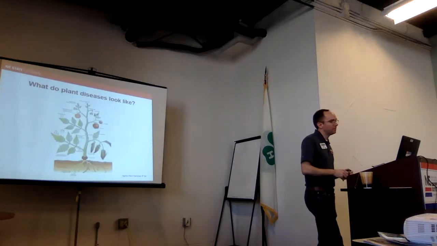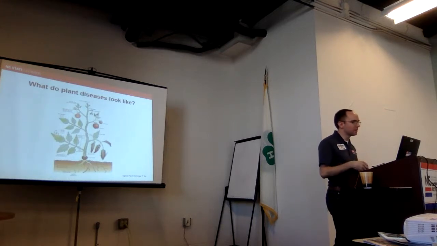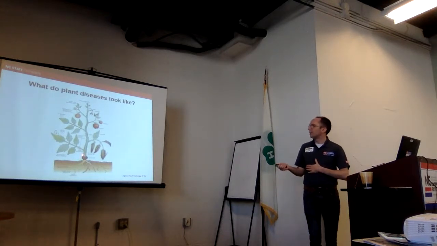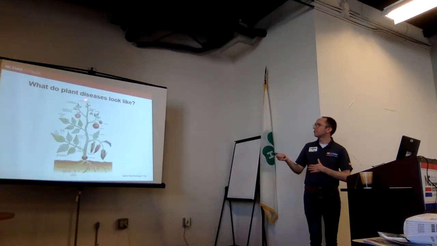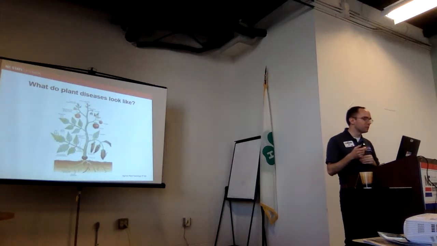Then the effect, particularly of biotic diseases that they have on plants, can take many forms. They occur on all parts of the plant. There are some diseases that occur in the roots, some at the crown, some on leaves, some on fruit, some on flowers. And the symptoms that the pathogen produces will vary among different pathogens.